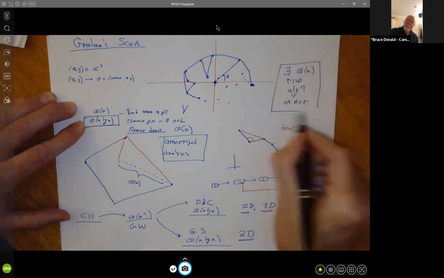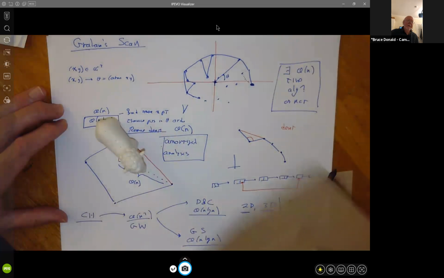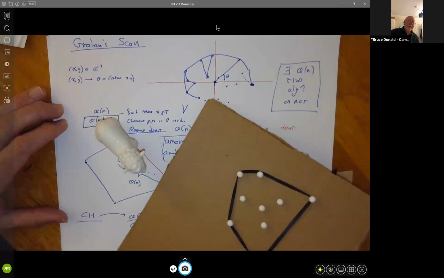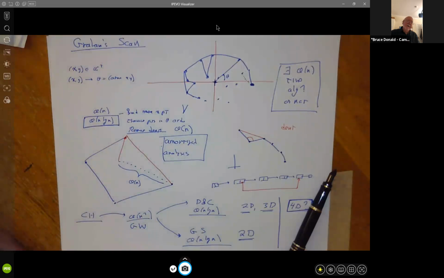Now, George showed us a very fast algorithm using a rubber band. Maybe we could do something just fast like that. I don't know if we could, possibly.